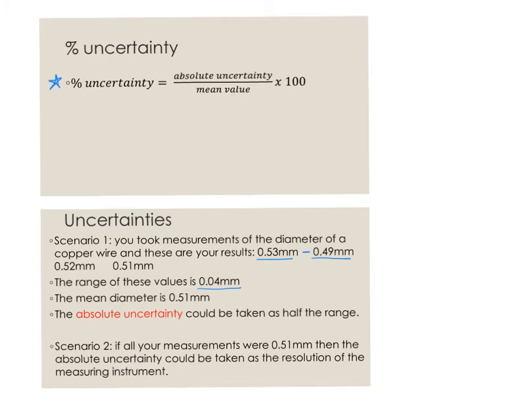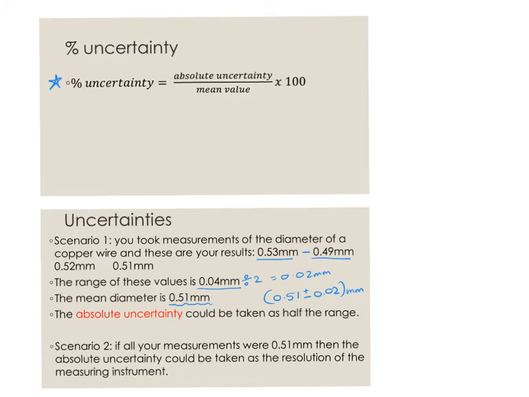Then you measure the mean diameter. You add the 4 values and then you divide them by 4 since it's 4 measurements. Your mean diameter will be 0.51 millimeters. So your absolute uncertainty should be taken as half of the range of these values. So that will be 0.02 millimeters. And you can write your final answer as 0.51 plus or minus 0.02 millimeters.